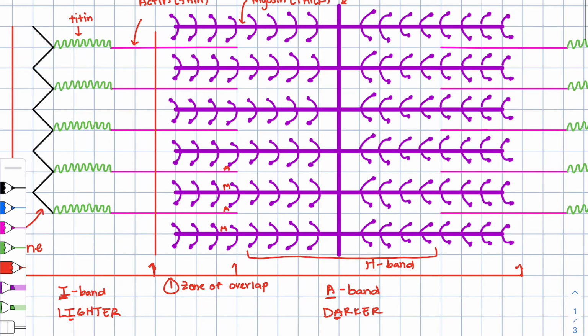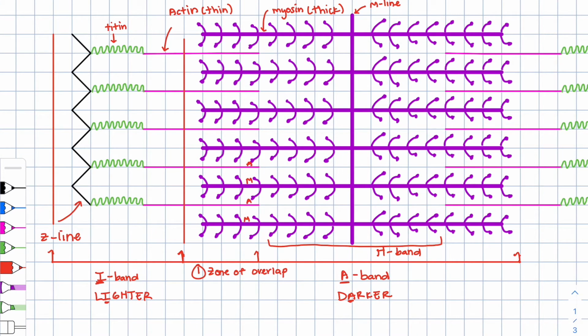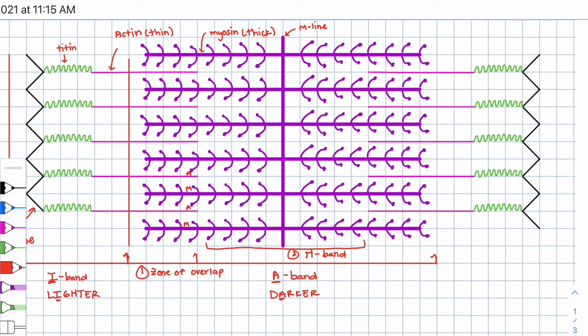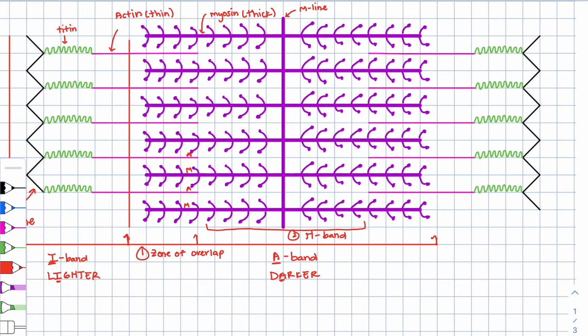Okay? So we talked about the I band being lighter in color, and the A band being darker in color. The A band includes the zone of overlap, which includes the actin and myosin, and it also includes the H band, which only includes myosin. And we talked about the M line, which is going to anchor those thick filaments, those myosin proteins. All right, so now, what is next? Let's talk about contraction. And I am going to draw another drawing.